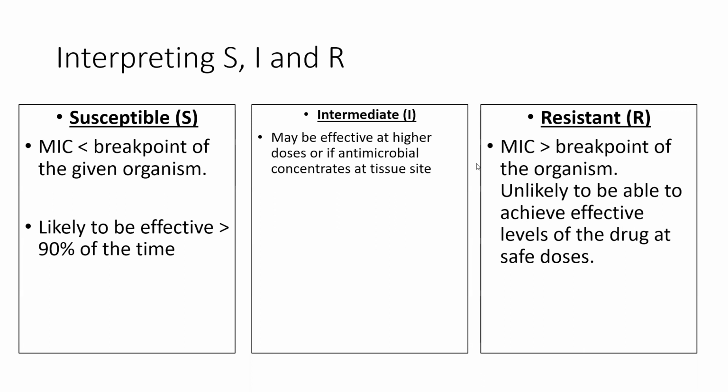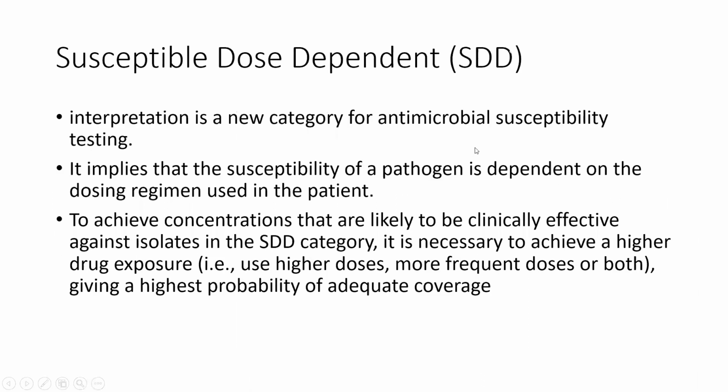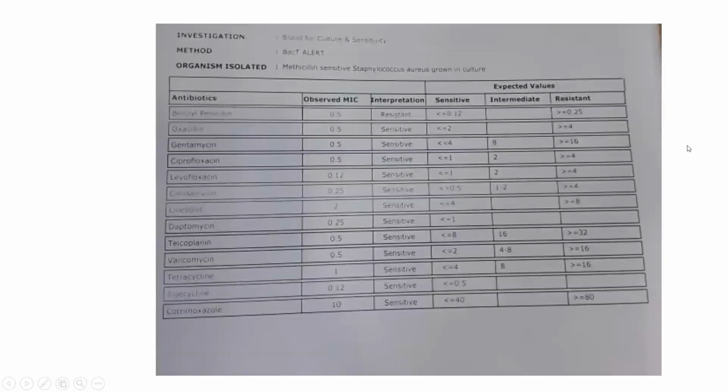Where we have mentioned the sensitivity reports, just for one moment. Next, please. Yeah, like here we can see there is a bacteria which has been identified as methicillin sensitive Staph aureus, and you can see the expected values being sensitive, intermediate, and resistant.